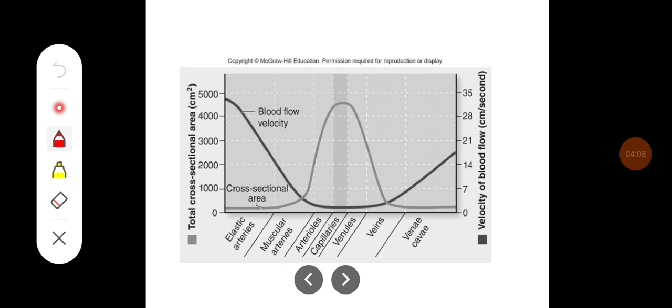So this diagram is showing the cross-sectional area and the blood flow velocity. So as the cross-sectional area decreases, the velocity will be high. As the cross-sectional area increases, the blood velocity is going to decrease. In the capillaries, the velocity will be very low and cross-sectional area is very high.